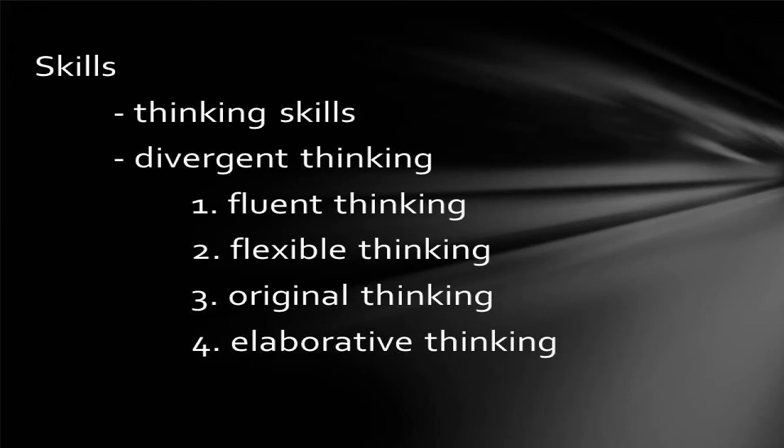Okay, so we have the types of thinking skills. The first one is divergent thinking. Okay, so when we say divergent thinking, it's thinking of many possible ideas out of a general idea. Okay, so what are the types of divergent thinking? We have fluent thinking. Fluent thinking is just the generation of lots of ideas. So you're going to think of anything that would relate to the idea that you're going to talk about there.